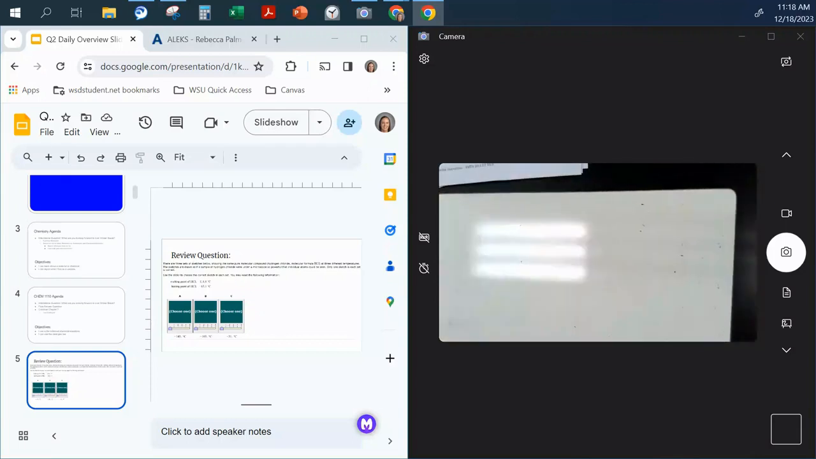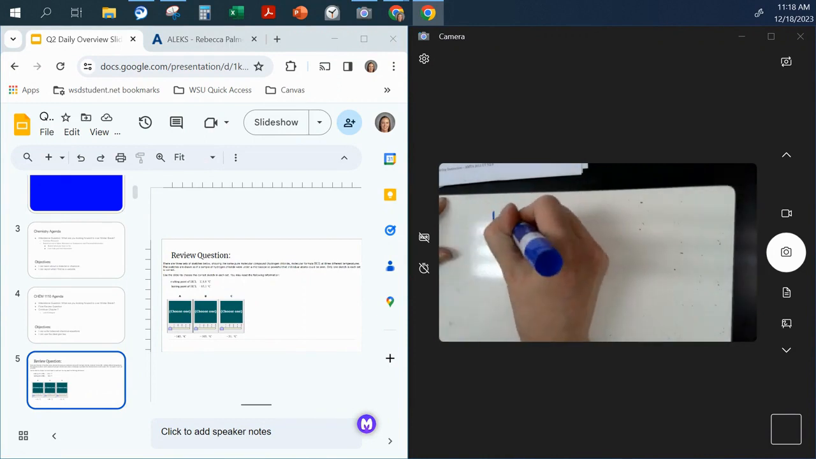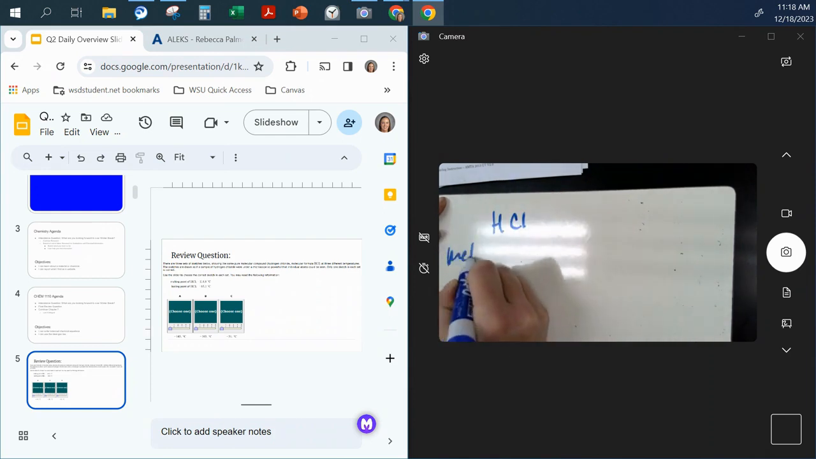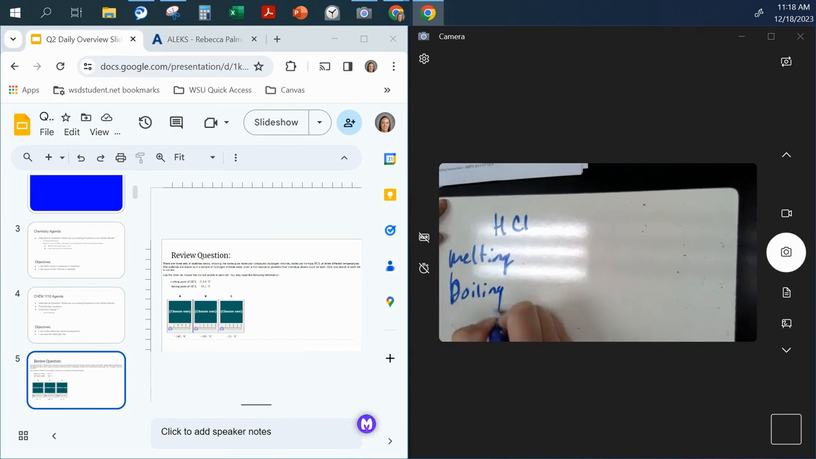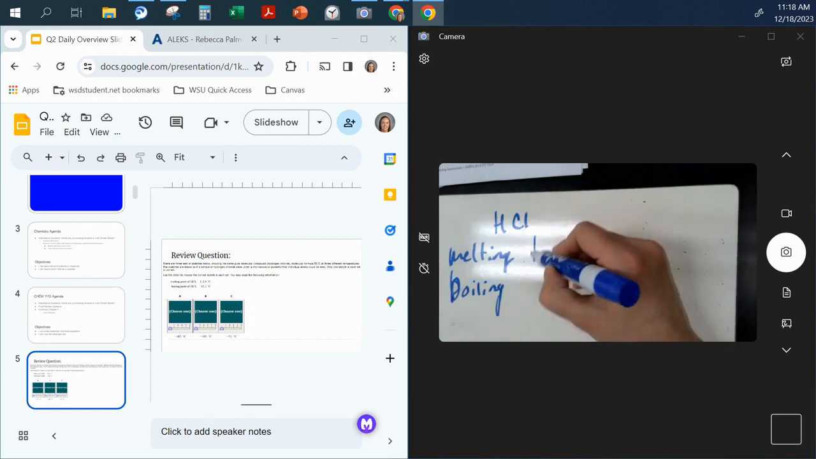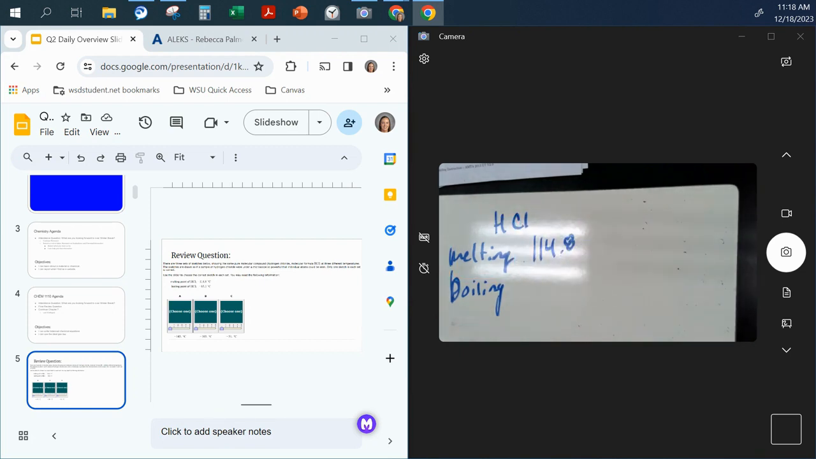So let me pull this up. Let's just write down the information from this slide. So we have HCl, we have the melting point and the boiling point. Boiling, 114.8. And that is it negative? No. Negative 85. Is that right?